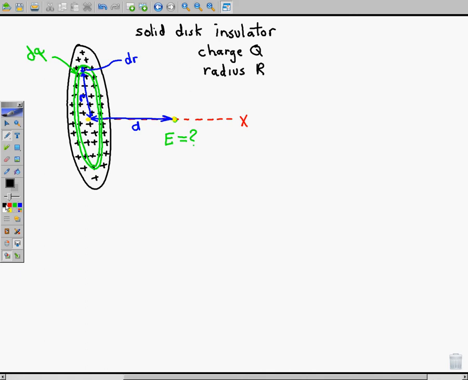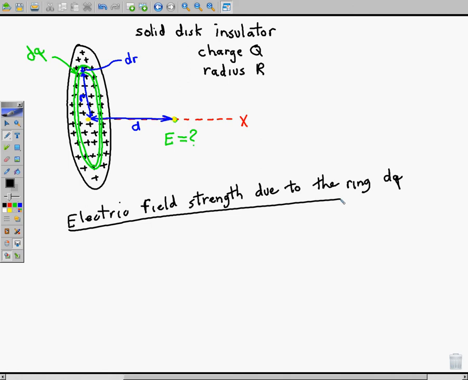So if we look at the electric field strength due to the ring dq, its contribution is going to be dE equals the thing. This disc is in the YZ plane, yes?